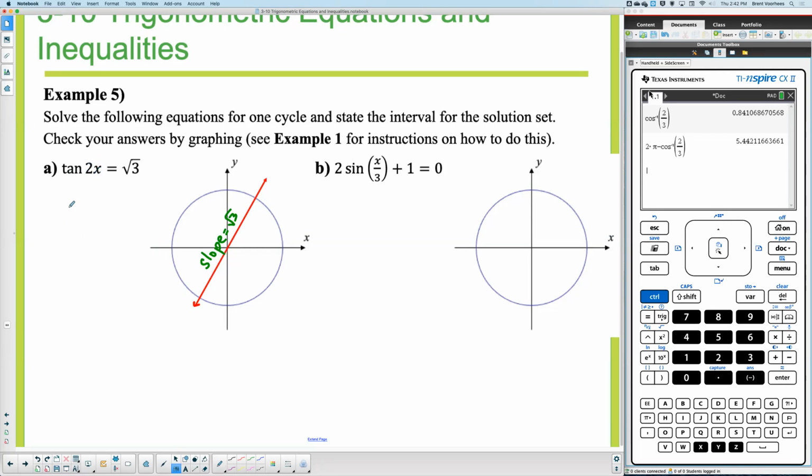How could I get my 2x isolated? No, tangent's not adding. It's not dividing. It's not multiplying either. What's tangent doing? Tangent is a function. What's the opposite of a function? Inverse. We're going to do an inverse. So 2x will equal the inverse tangent of square root 3.